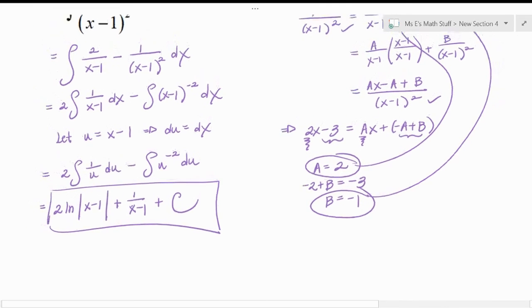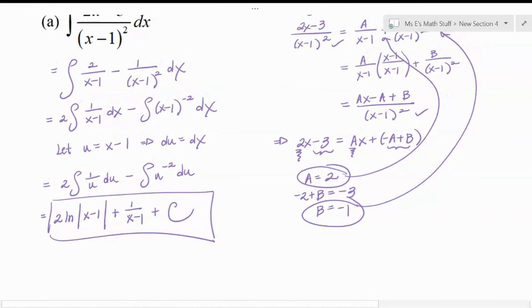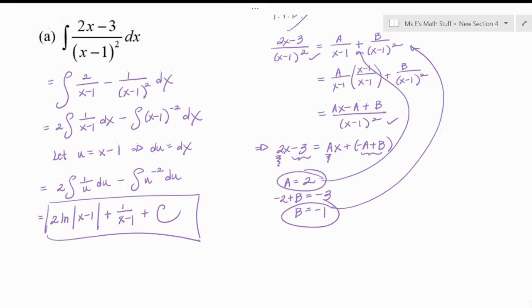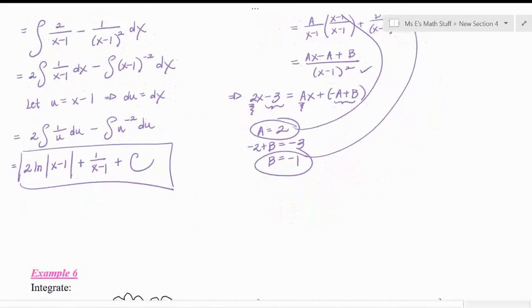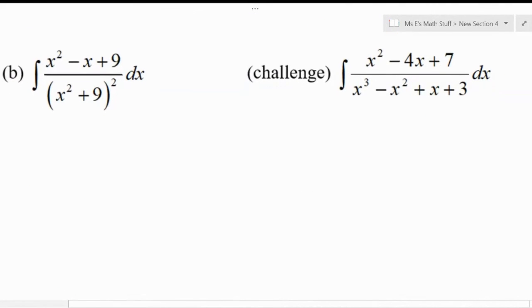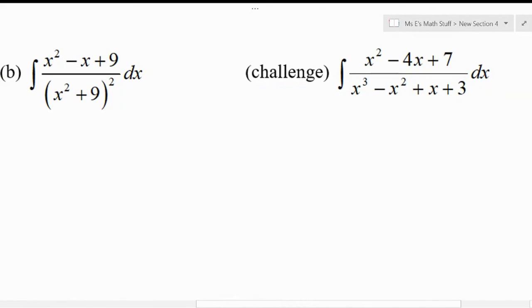All right, my friends, and hopefully that does make sense as to why we like to have constants over our linear factors. It's kind of the best setup we can give ourselves when it comes to integration. Okay, now let's take a look at part B, and then you could also look at the challenge here. So go ahead and see what you can do with part B and the challenge problem, and then check in with me in the next video. Good luck.